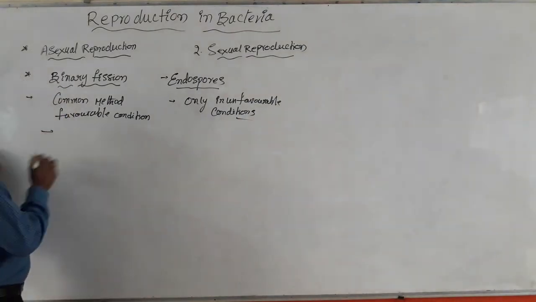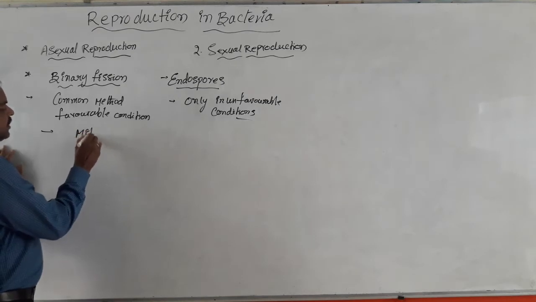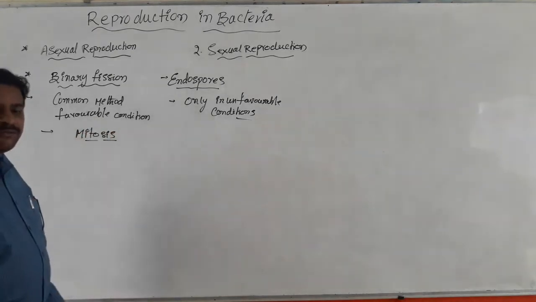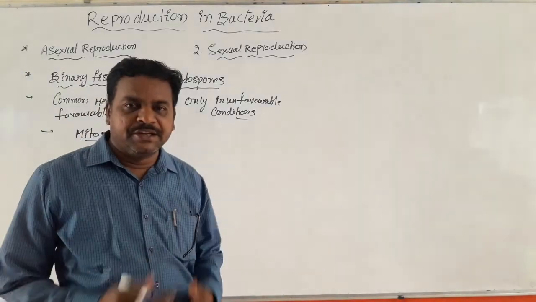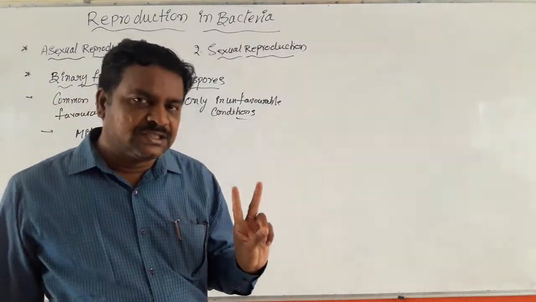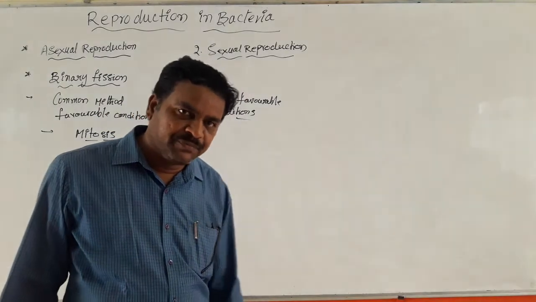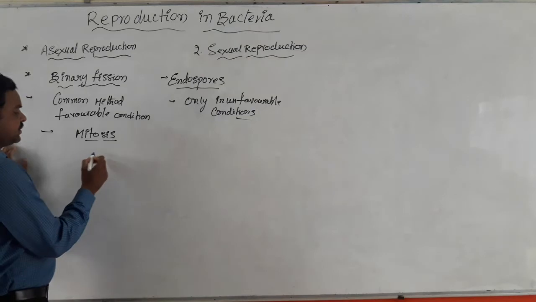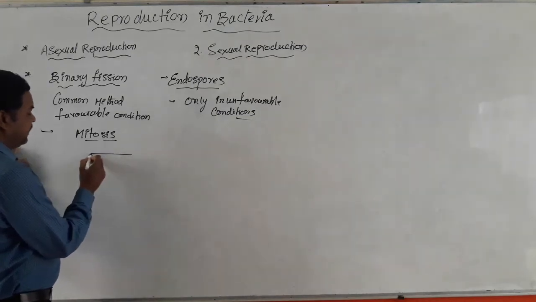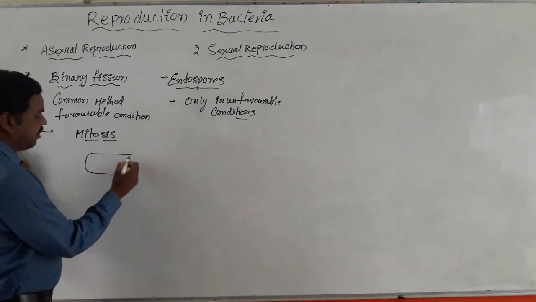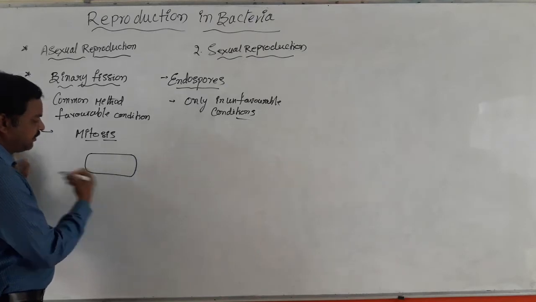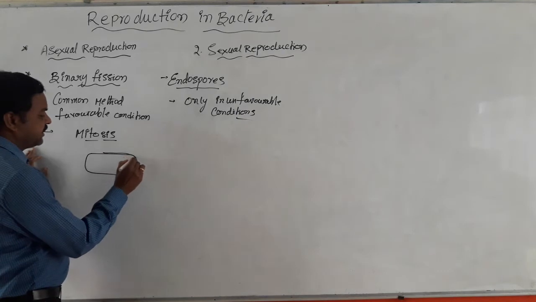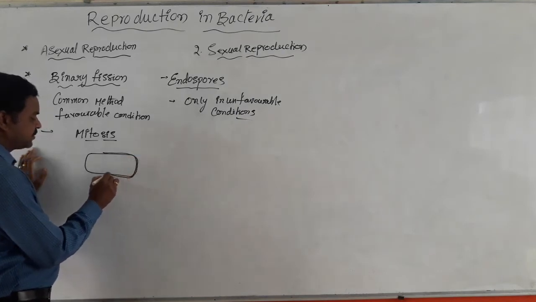So, binary fission is nothing but mitosis, where the cell divides into two daughter cells in favorable conditions. During binary fission, first the bacterium is transversely elongated in favorable conditions.